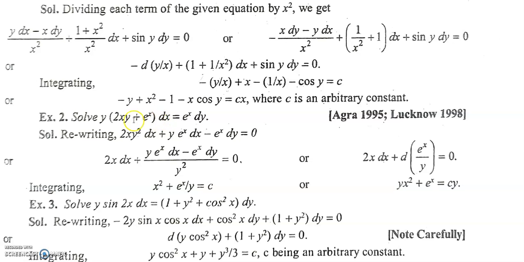See, here is dx, this term free, so we need to divide by e power x. Here is 2x y square dx plus y e to the power x dx minus e to the power x dy. Now if we divide here by y square, what we get? Twice x dx plus the whole term divided by y square. So now this term can be written as d of e power x by y.